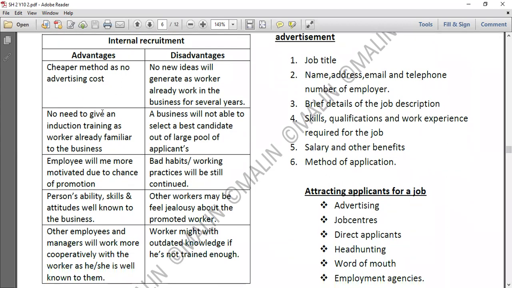There are a lot of advantages. This is a cheaper method, with no need to give induction training for them. Employees will be more motivated, and the person's ability, skills and attitude are well known to the business, and other employees and managers will work more cooperatively with the known people.